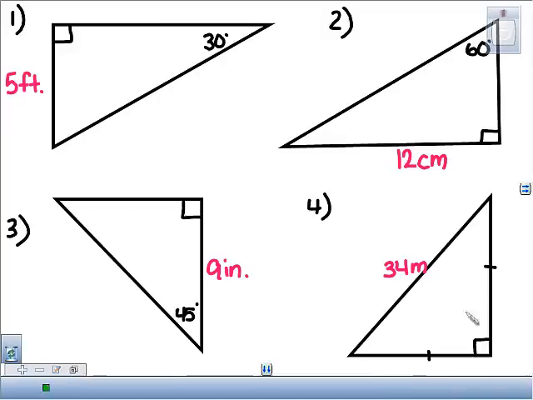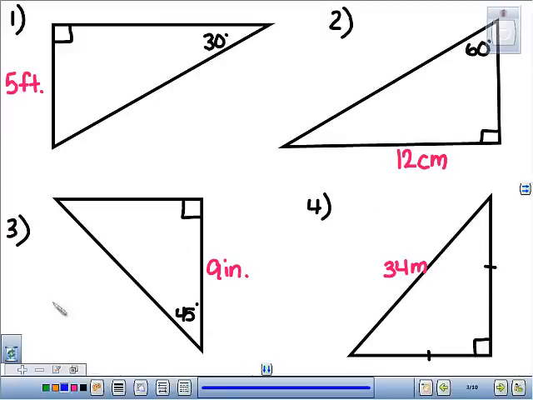I want you to try these 4 examples. Given the one side in pink, I want you to find the missing 2 sides. You'll just have to pause the video, take as much time as you need, get what you can. I don't expect you to be able to do all of these. We're just learning it, but I want you to go ahead and give them a try, and then replay the video, and I'll go over each of them.